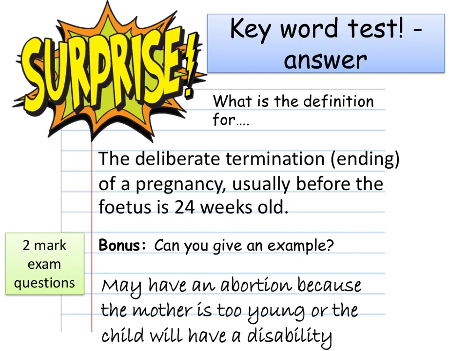Abortion is the deliberate termination or ending of a pregnancy, usually before the fetus is 24 weeks old. An example of why somebody may have an abortion could be because the mother is too young or because the child may have a severe disability.